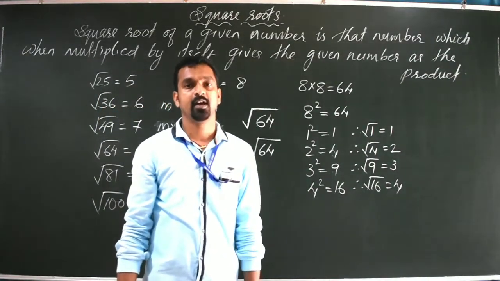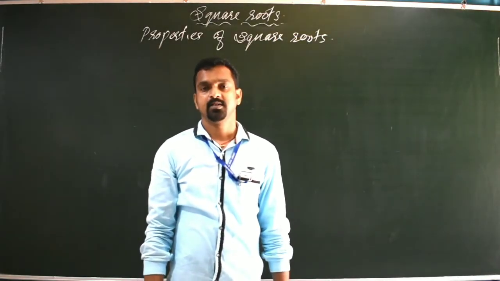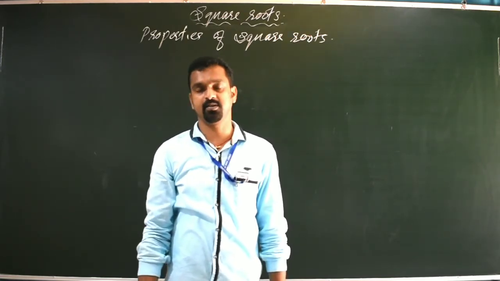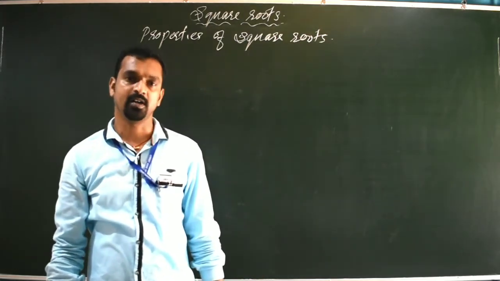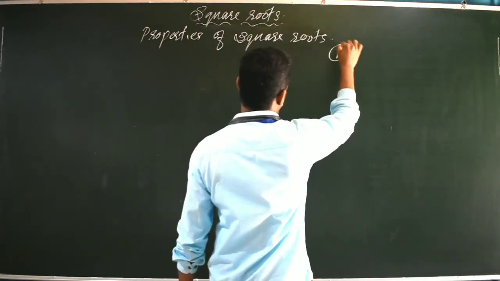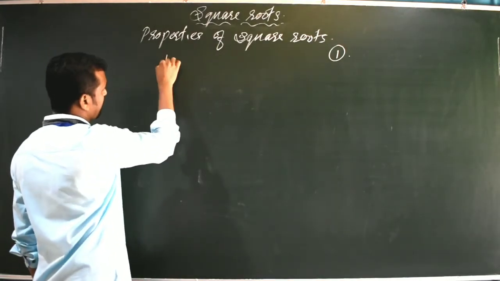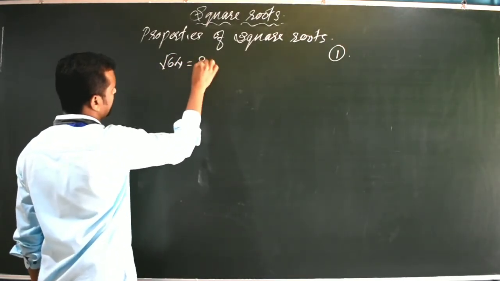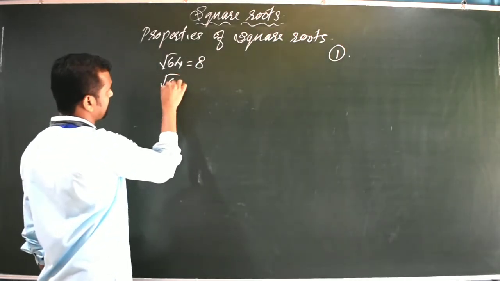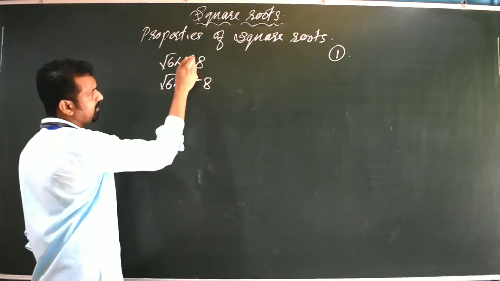Now we are going to study properties of square roots. First property: square root of a number can be negative or positive. That is, square root of 64 is equal to, just before I wrote 8, but not only 8, we can write square root of 64 is equal to minus 8 also. Square root of a number can be both positive and negative.